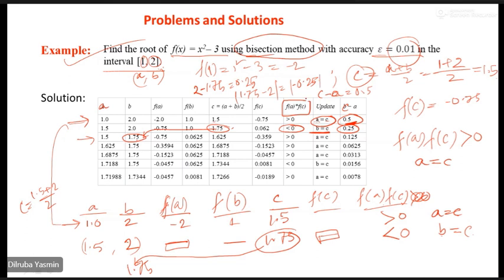A similar process has been done here. So you have to check the accuracy. Look at this accuracy value. This is 0.5. That is very far from the given accuracy, because 0.5 is a very big number compared to 0.01. So you have to do the same calculation to get a difference value that is very close to this accuracy number. So look at here, 0.0078, isn't it?